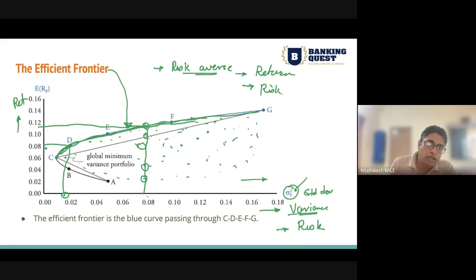And this point C, which has lowest risk, is called global minimum variance portfolio. Why? Because its variance is the lowest one. And the corresponding return is 6%, which you are getting. This is called efficient frontier. For a given level of risk, how much maximum return you are getting, if you draw a line of return, then that is called efficient frontier.